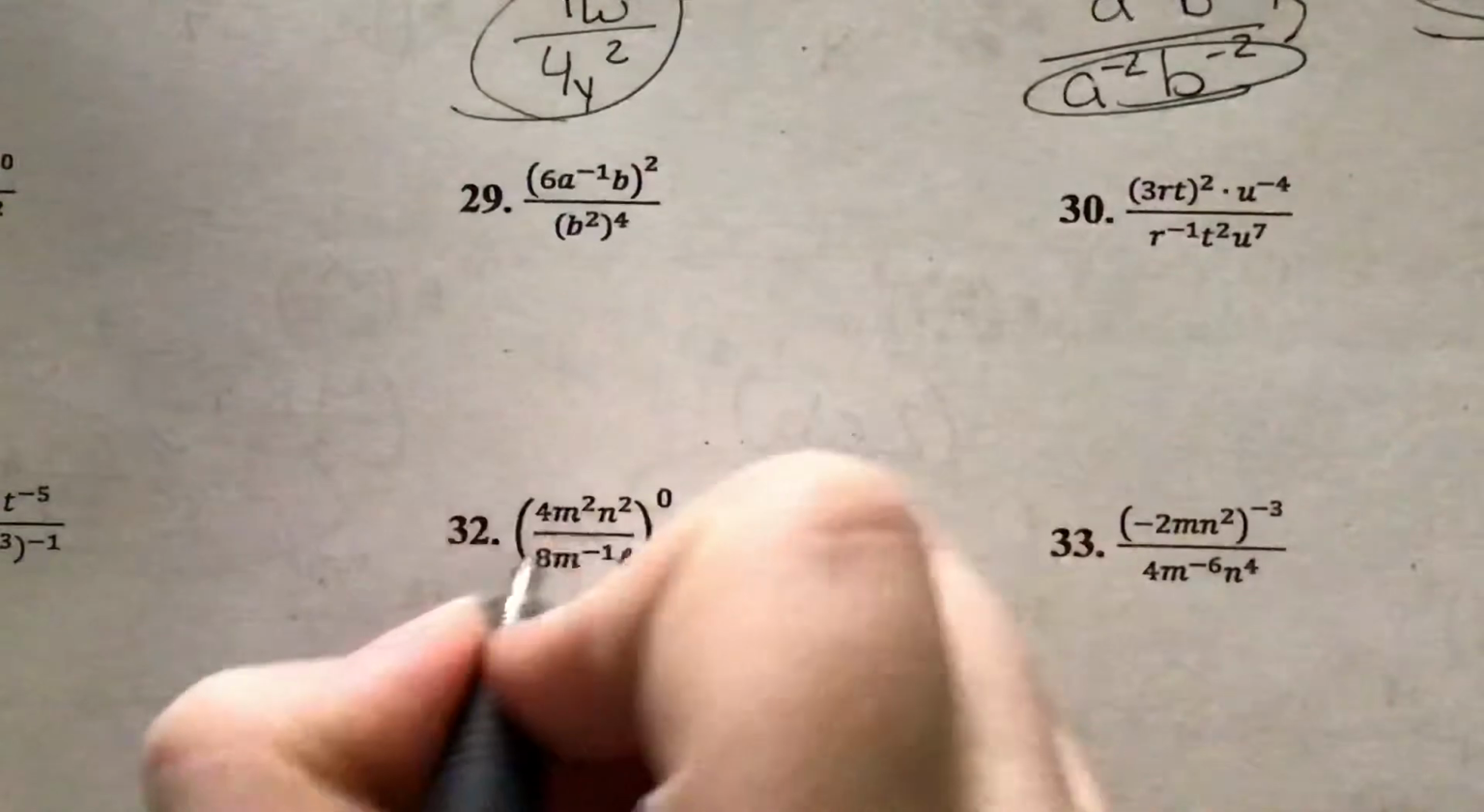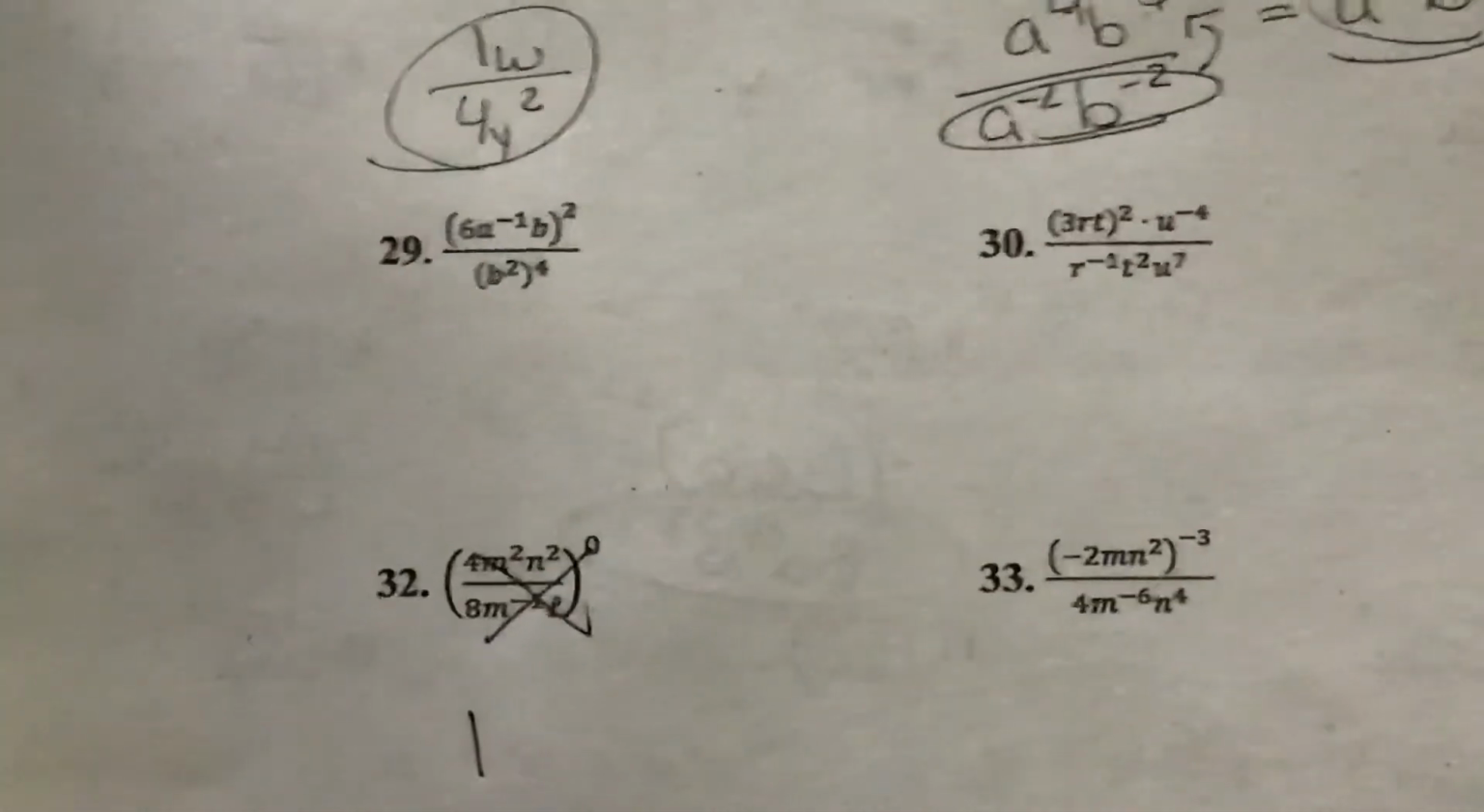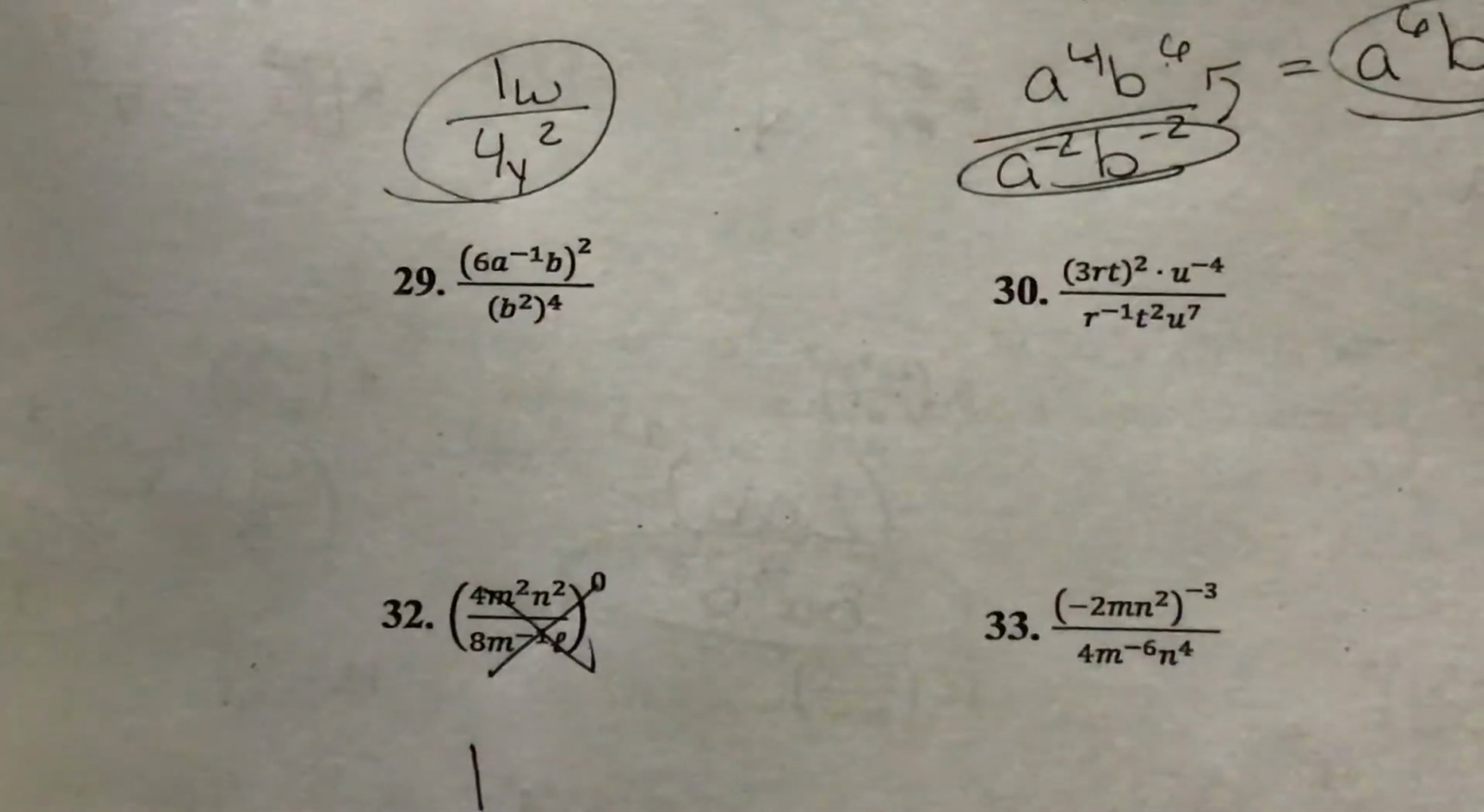Hey, number 32, the whole thing is 1 because of the 0 exponent. I love when that happens.